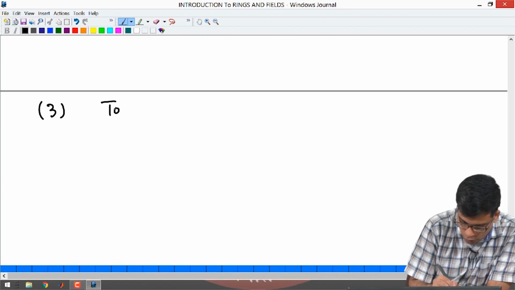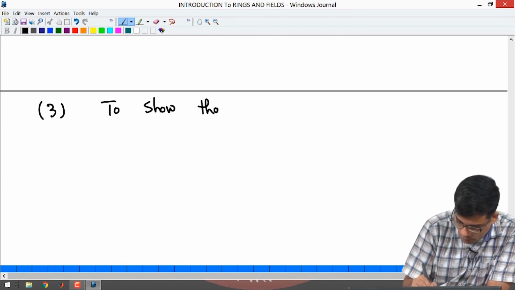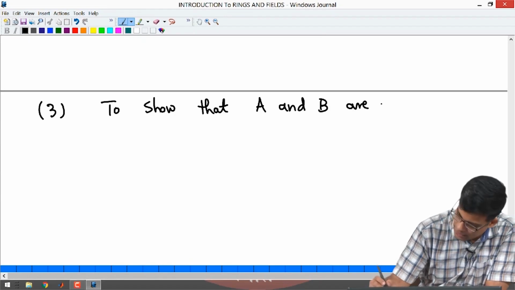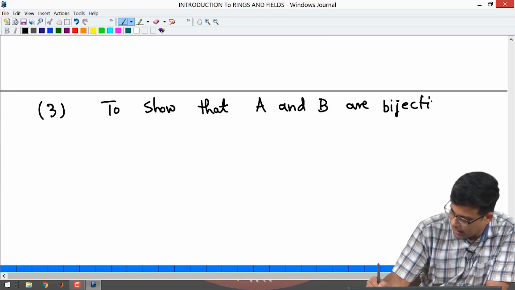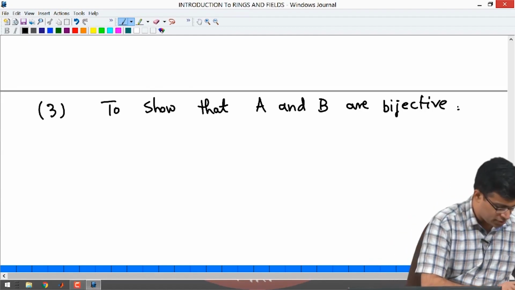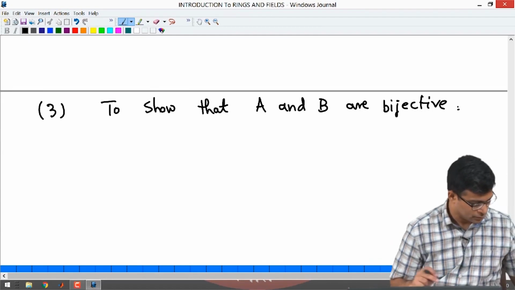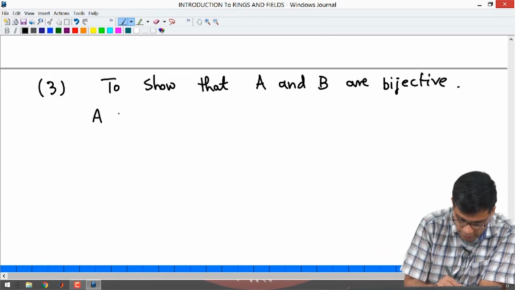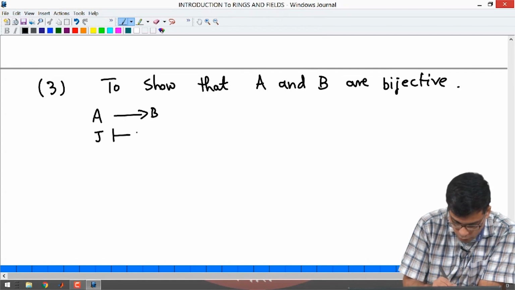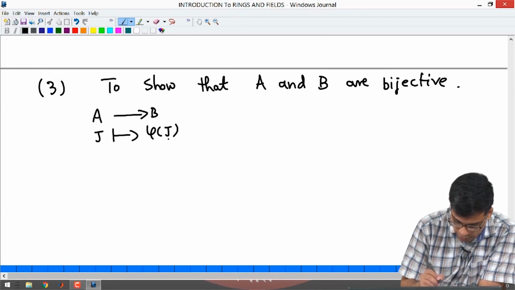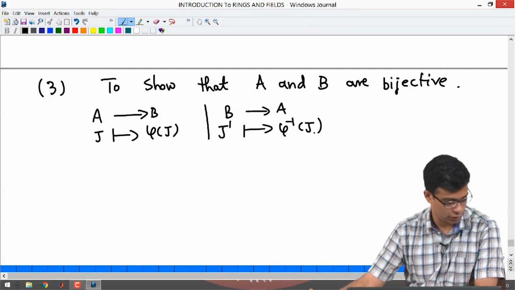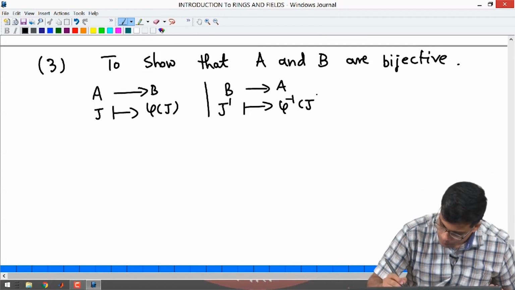So, to show that A and B, as defined in the statement, are bijective. Remember, A and B are just sets. So, there is no additional structure here, they are just sets. I want to show that they are bijective, and the functions are: A to B, J goes to phi of J, and B to A, J prime goes to phi inverse of J prime.